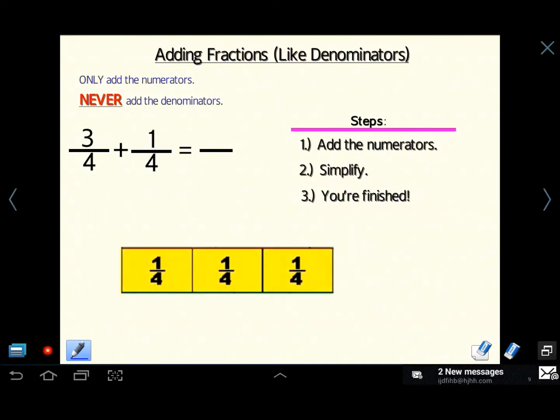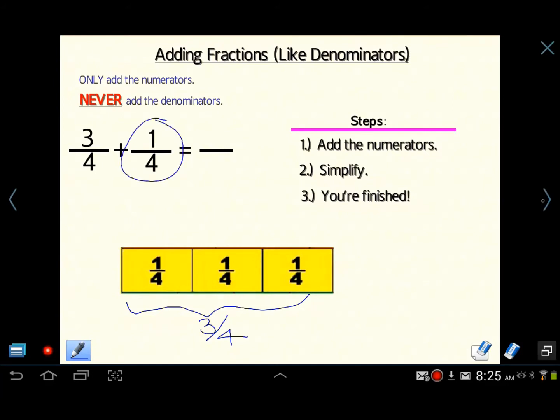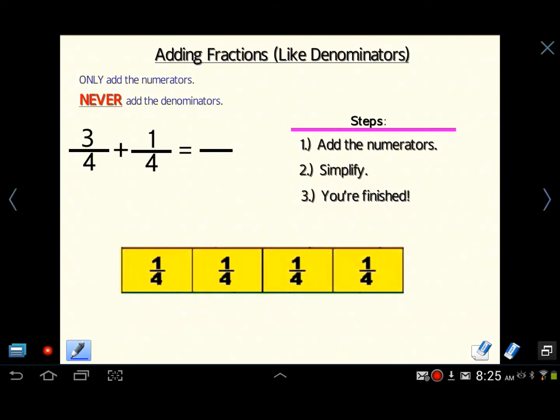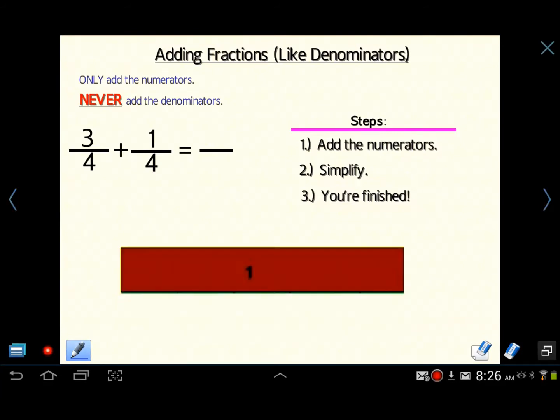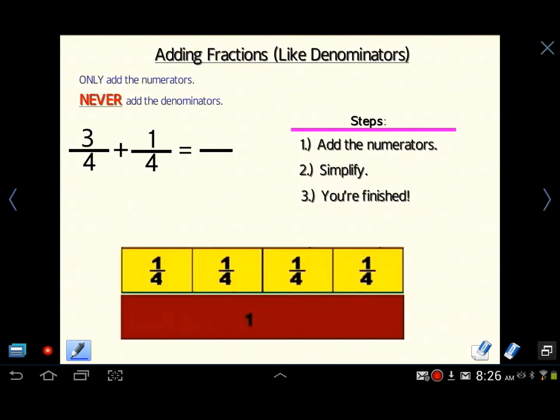Okay, moving on to the next one here. We have 3/4 plus 1/4. Now my model right here represents 3/4, and I'm going to add 1/4 on top of it. So what do you get when you do that? You get 4/4. So we have 3/4 plus 1/4. What do we get? 1/2. So 1/2 matches up perfectly with 4/4.